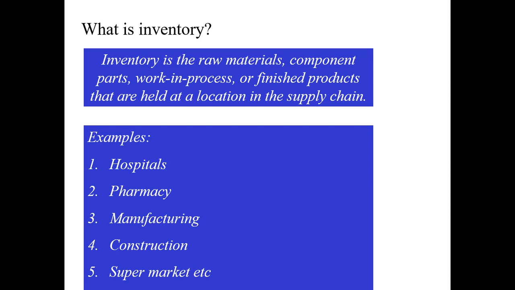There are several examples for inventory management, like hospitals, pharmacy, manufacturing industries, construction companies, supermarket, even our home. Suppose in the case of a kitchen, we consider it as an inventory. There are items which will be in different forms, could be in the form of raw materials, components, work in process, semi-finished product, finished product, etc. All are located in some locations or some parts of a supply chain.